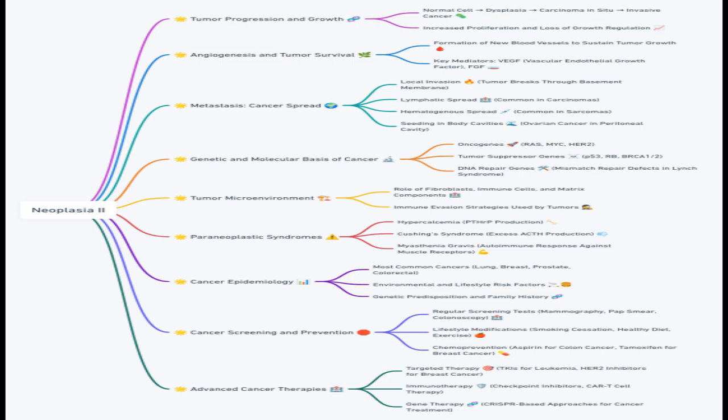Okay, so what condition is associated with multiple adenomas? Yes, like I said, familial adenomatous polyposis. It's a hereditary condition caused by mutations in the APC gene, and it leads to hundreds and thousands of colorectal adenomas and an almost 100% risk of colorectal cancer if untreated.